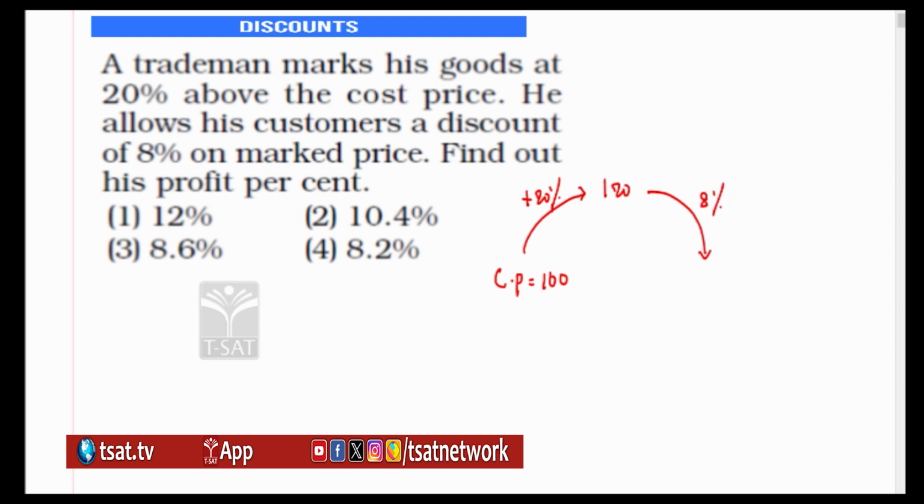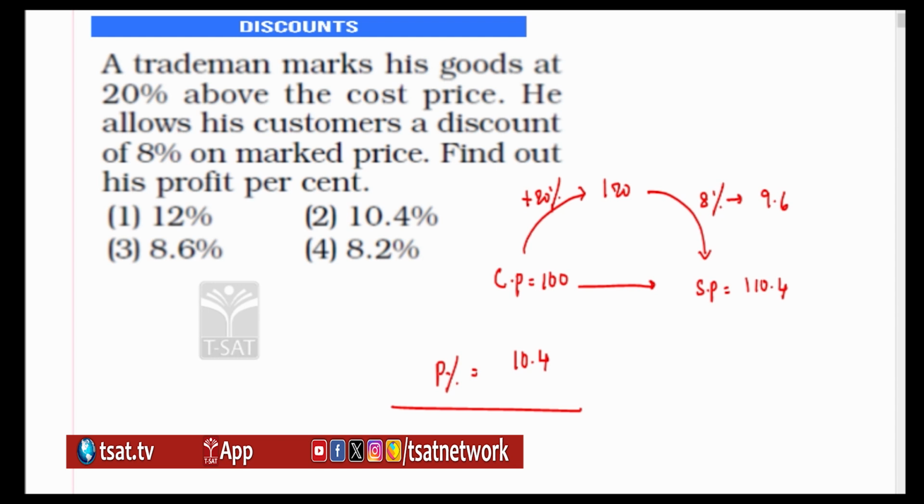What is 8% of 120? 8 into 120 is 8 into 12 is 96, therefore 9.6 rupees. Therefore the selling price is how much? If you take out 9.6 from this, it is 110.4. You compare these two, you are getting 10.4% extra, that is what you call a profit. Therefore profit percentage is equal to 10.4%.